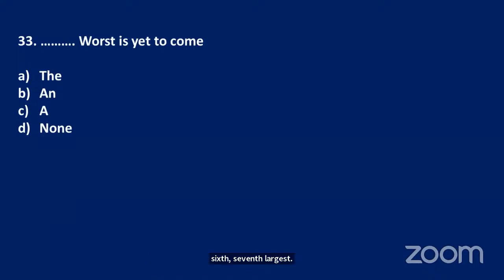Dash worst is yet to come. So is it the worst is yet to come, or an worst? Can it be an? Because before A, E, I, O, U only an should be used, isn't it? Or a worst is yet to come, or none. So very simple. Many should say A as the option. Let's see how many are giving me the option. Yes, the worst is yet to come. All right. See the next question.